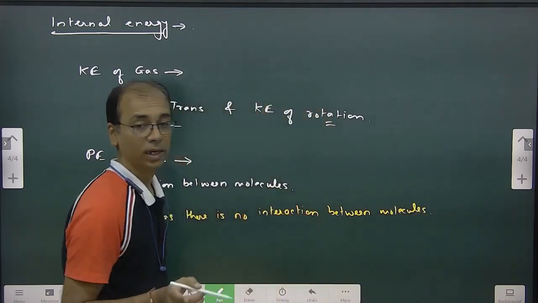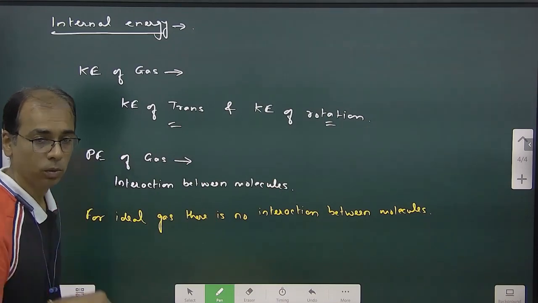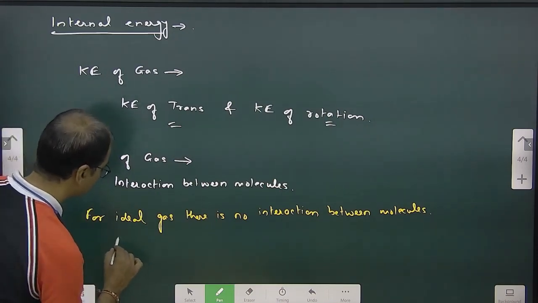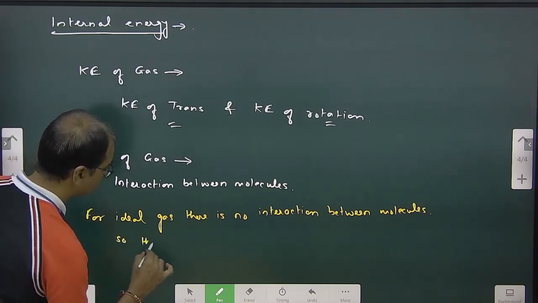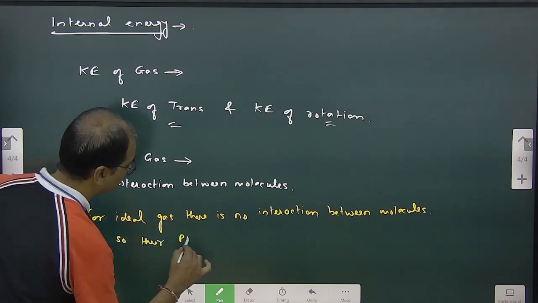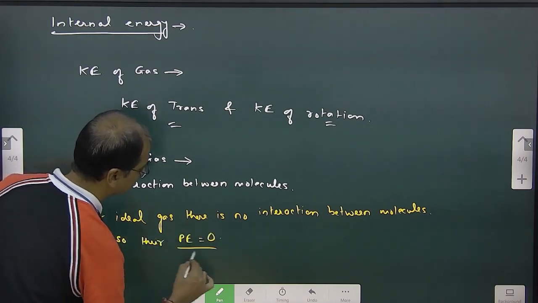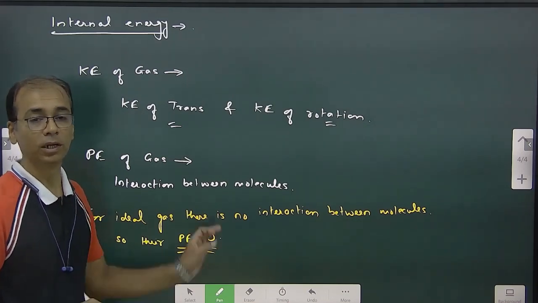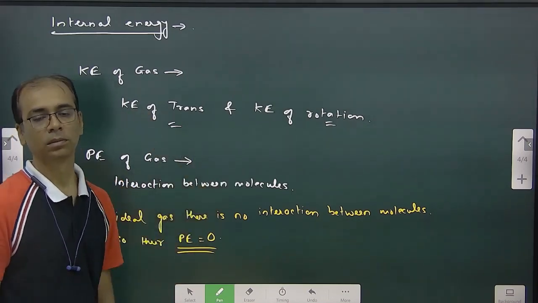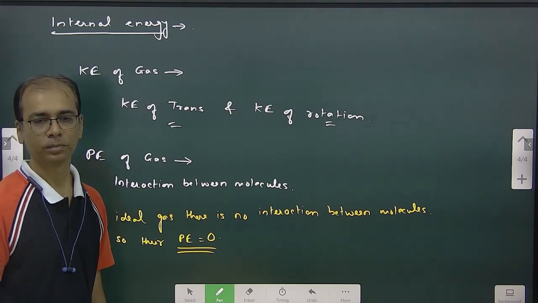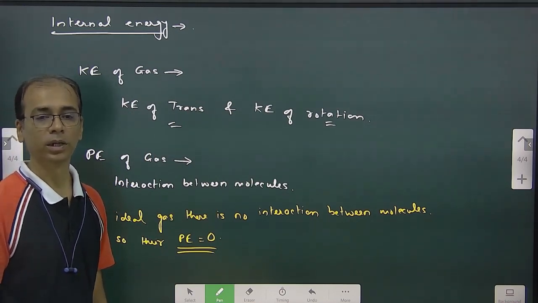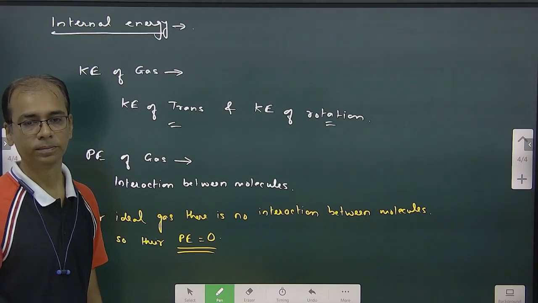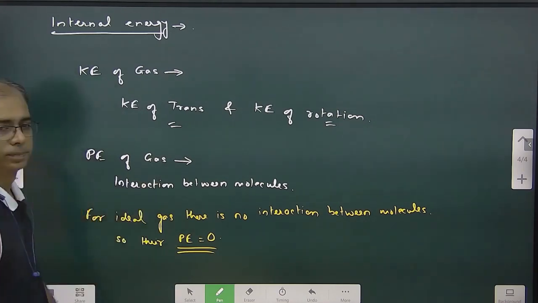So for ideal gases, potential energy becomes 0. So the potential energy is 0. Then, what is internal energy? So internal energy comes to kinetic energy. Internal energy is what? Only kinetic energy. Note this one.